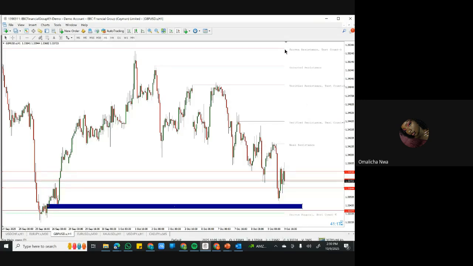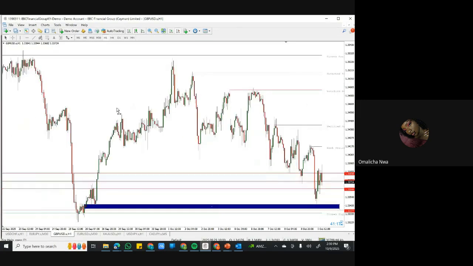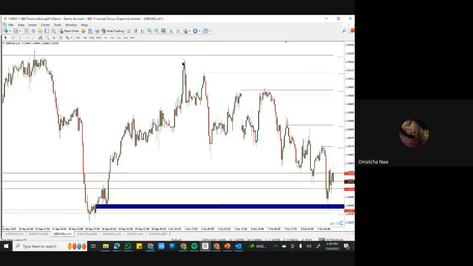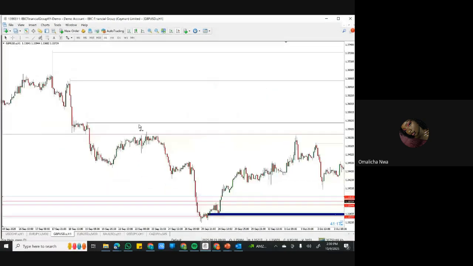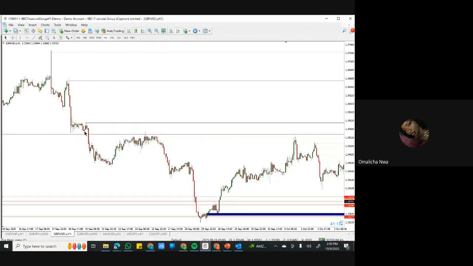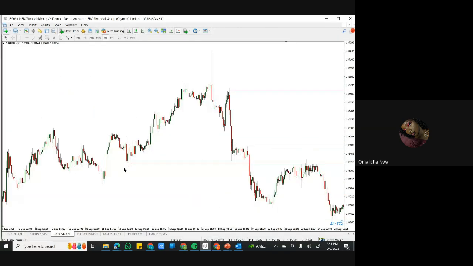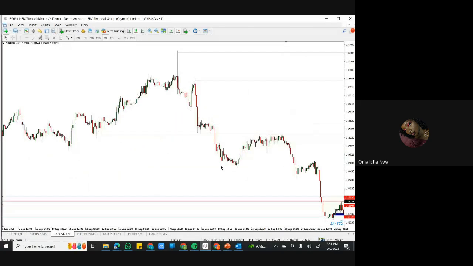Look at it. This is a proven resistance. If we go 1, this is 1, this is 2, right? Here it served as a support. Do you understand? Here it served as a support. Here it served as a resistance. That's why it is called proven resistance.